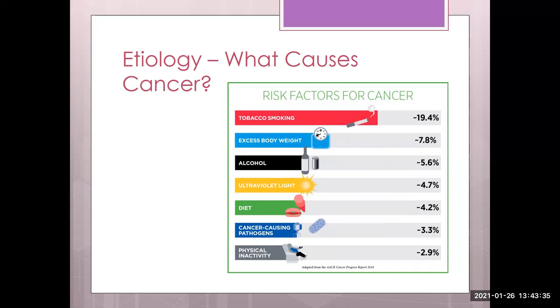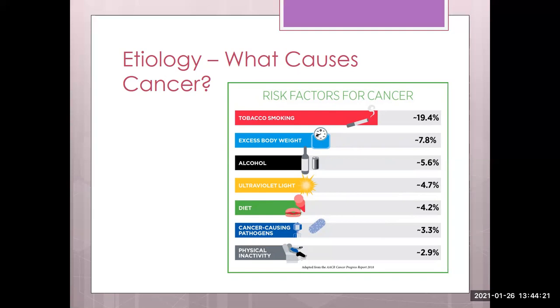A few other modifiable risk factors are excess body weight, which directly links to diet, and physical inactivity. A sedentary lifestyle and poor diet lead to excess body weight, so combine all of them and that risk is higher. Then there's alcohol use, and ultraviolet light, so sun, which we tend to think of with skin cancer. And then cancer-causing pathogens. There are some viruses that are linked to cancer. The easiest example to remember is HPV, which is linked to cervical cancer and is a known risk factor for it.